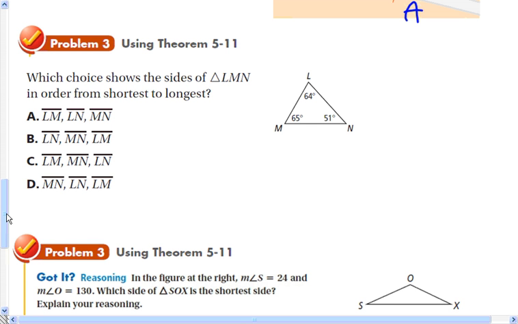Well, again, the longest sides are opposite the largest angles. So the longest side would be opposite that angle, and we want to go from shortest to longest. So the shortest side would be opposite that angle, and the one in the middle would be opposite that angle. So in order, the shortest one is going to be the one opposite 51, which is LM. So that gives us either A or C. The middle one is the one opposite the 64, which is this side, MN. So the second side should be MN, and that's that one.